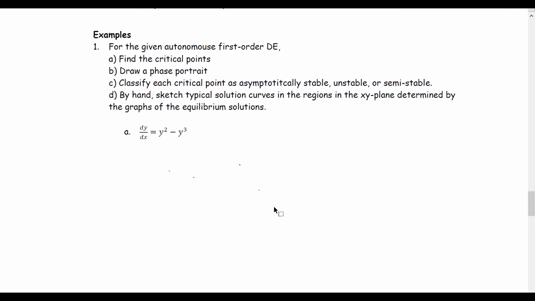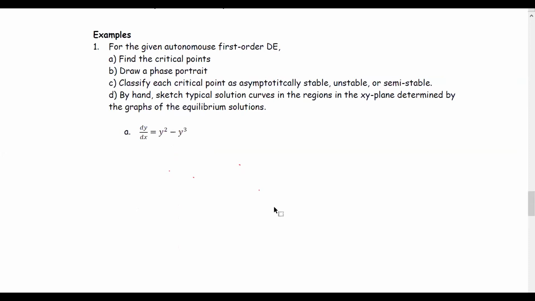Let's look at the example. For the given autonomous first-order differential equation, we are going to find the critical points, draw a phase portrait, classify each critical point as asymptotically stable, unstable, or semi-stable, and then sketch the typical solution curves in the region by hand, determined by the graphs of the equilibrium solutions.